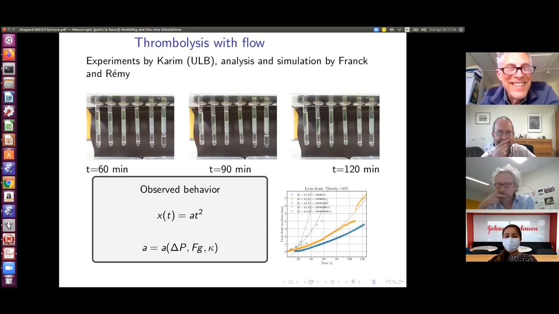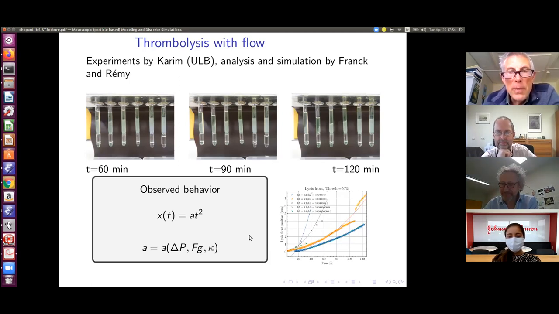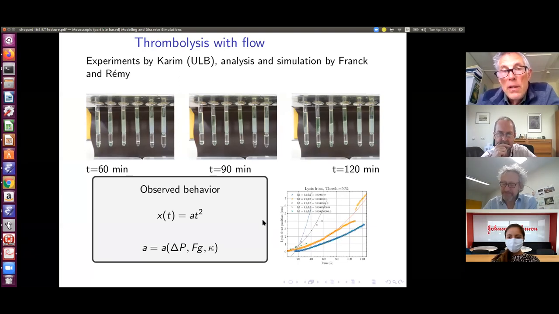I don't know. Frankly, I don't know. So far, we just observed the speed at which the front moves as a function of different parameters, and we didn't consider any structural change of the clot. So that's an interesting suggestion. Maybe I will mention that to Karim to see if he can analyze the potential transformation.